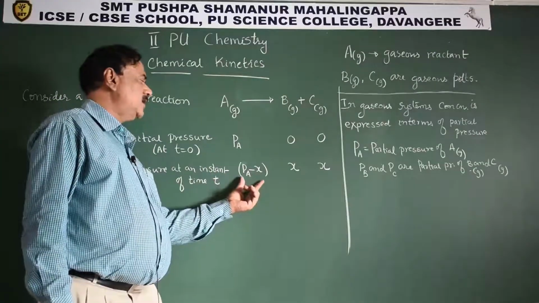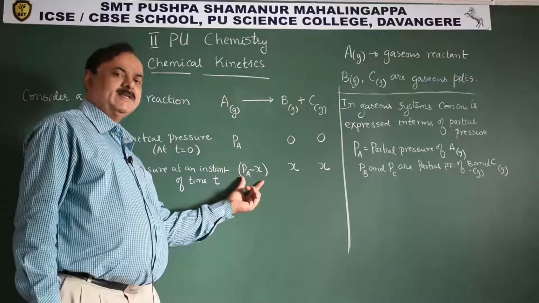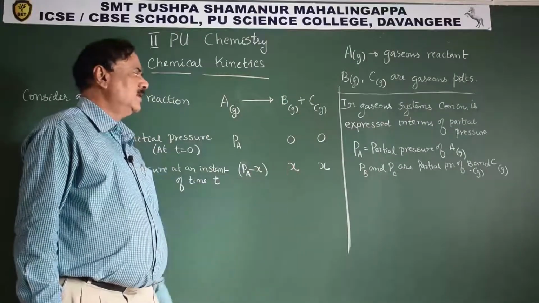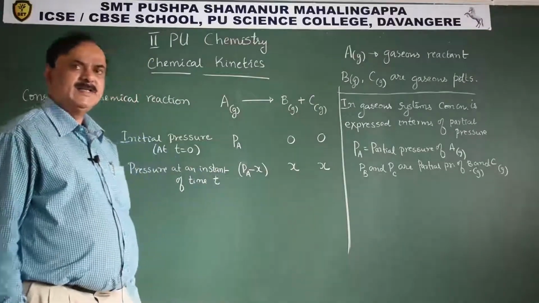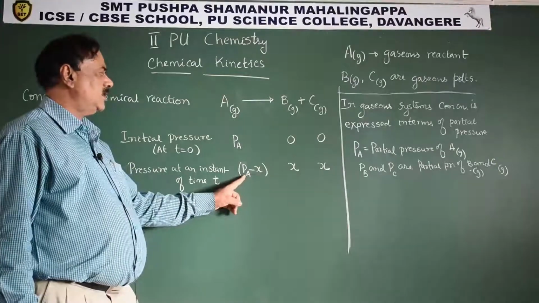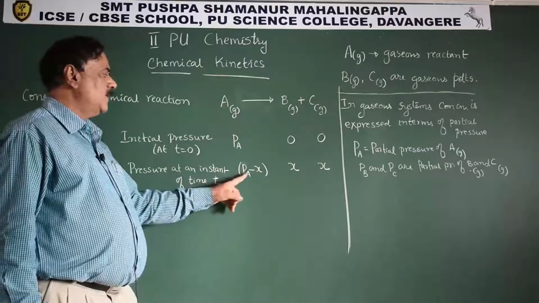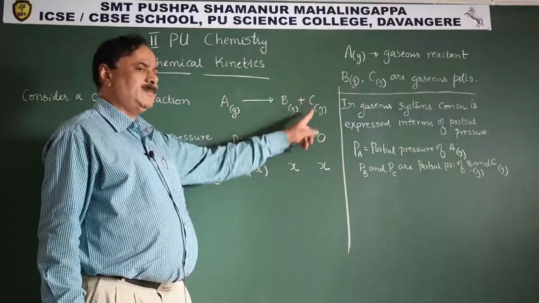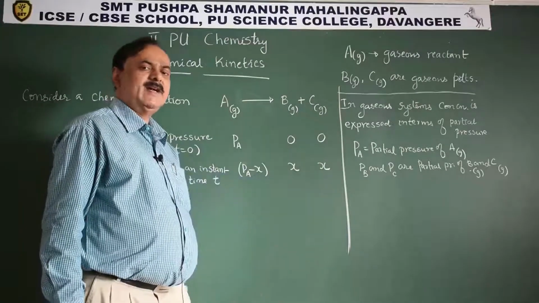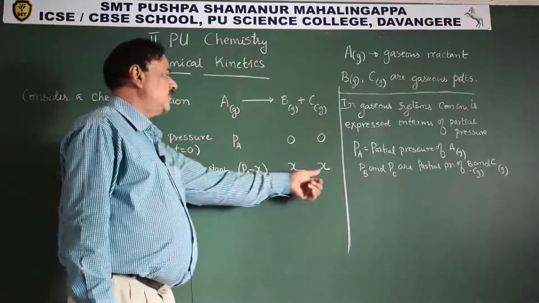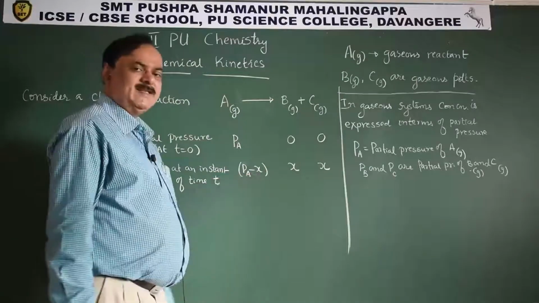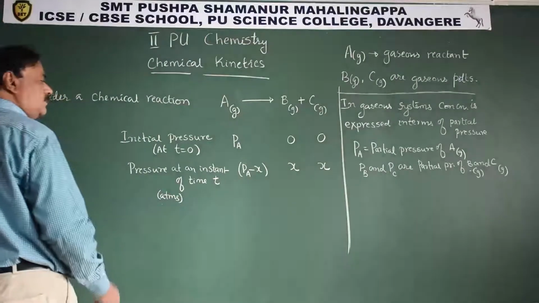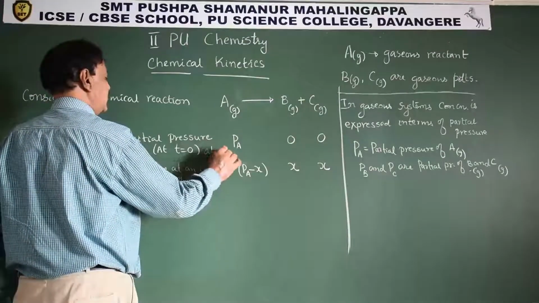Therefore the partial pressure of A at an instant of time t is given by PA minus x, and x corresponds to the partial pressure of B, and x corresponds to the partial pressure of C. Therefore the partial pressure of A at time t is PA minus x, the partial pressure of B at time t is x, and the partial pressure of C at time t is x, all in atmosphere pressure.